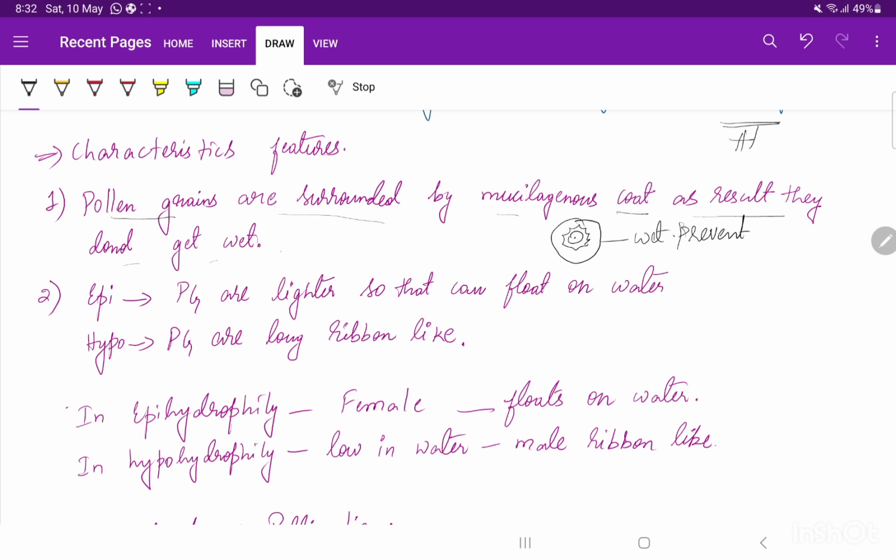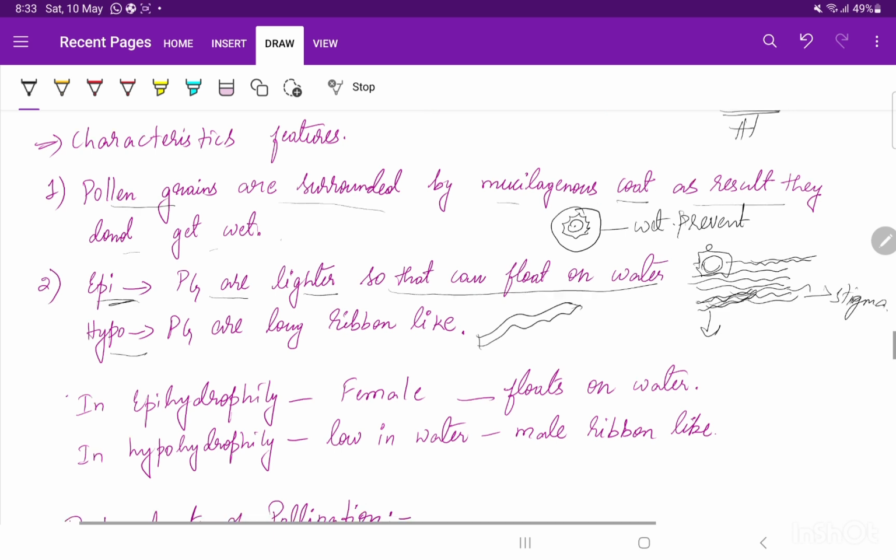In epihydrophily, pollen grains are lighter so that they can float on the water. In epihydrophily, pollination is taking place above the water, no? So it is very light so that it can float on the water. In hypohydrophily, they are ribbon like so that they can move easily under the water. If it is heavy, it will sink. So it is ribbon like so that it can move with the flow of the water and find the stigma. Okay, I hope it's clear.